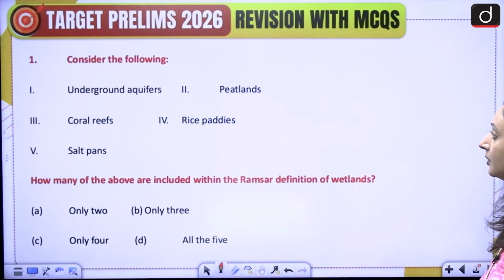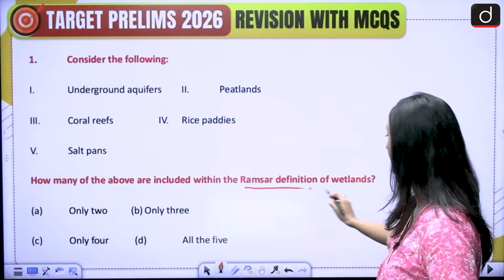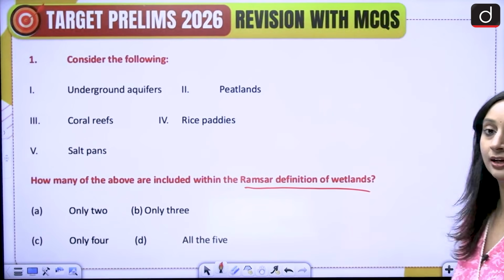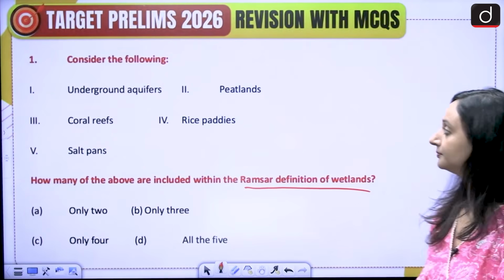Consider the following: underground aquifers, peatlands, coral reefs, rice paddies and salt pans. How many of the above are included within the Ramsar definition of wetlands? A, only 2, B, only 3, C, only 4 or D, all the 5. Please take a few seconds, attempt this question and then we'll discuss the explanation.